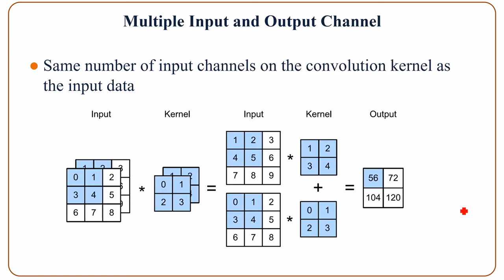Now what if we have multiple channels on the input image? In this example, we have 2 channels. We also need 2 channels on the kernel.